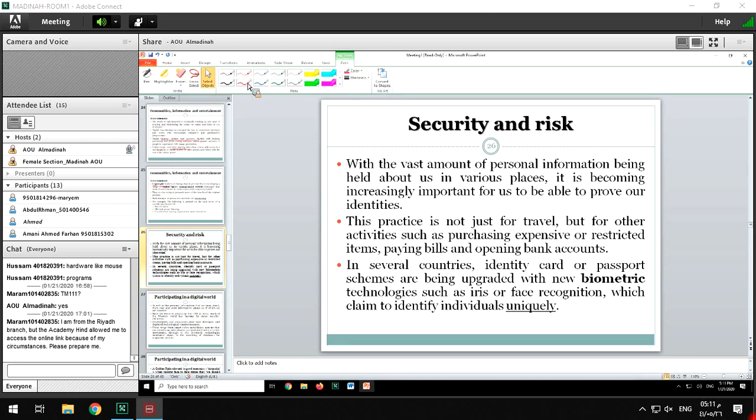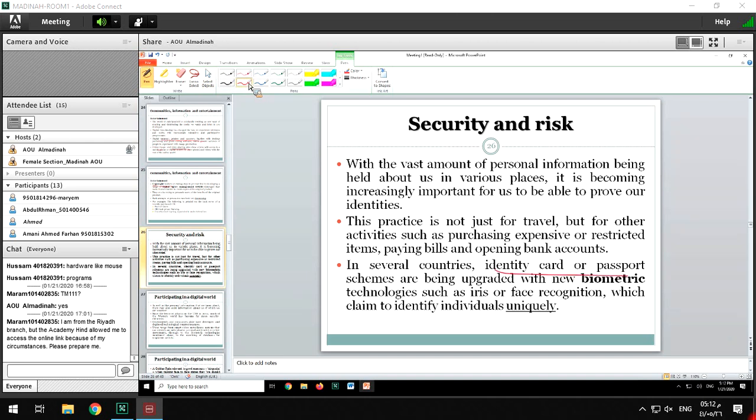Right. So we also have security concerns when it comes to digital technologies. A security risk, a risk of losing the information or misuse of information. People can misuse your information. Fine.